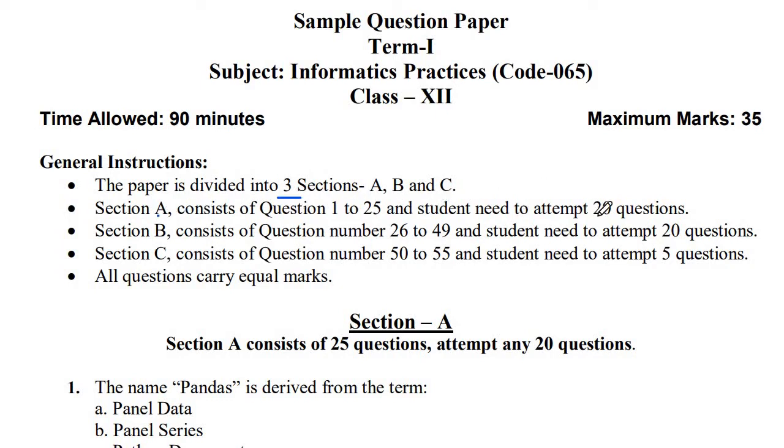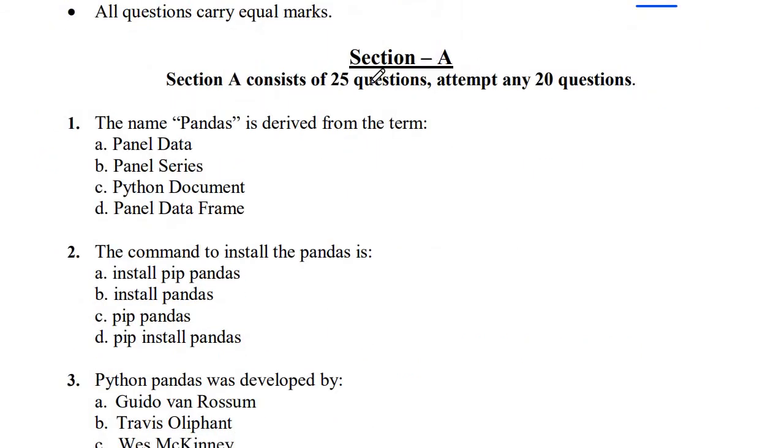In section A you need to attempt 20 questions. In section B you need to attempt again 20 questions, and in section C you need to attempt 5 questions. Let's start with section A. So basically we have 25 questions in section A and you need to attempt only 20 questions.